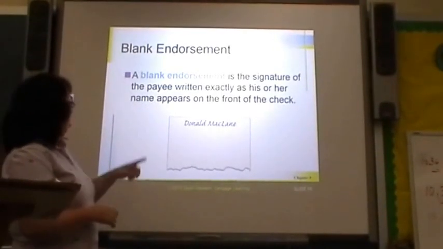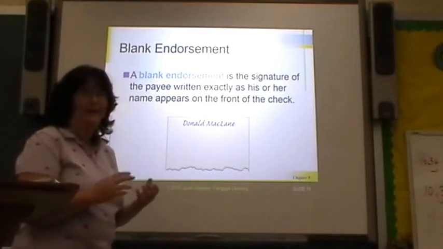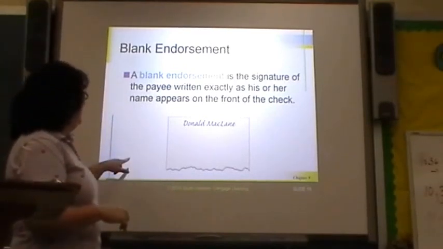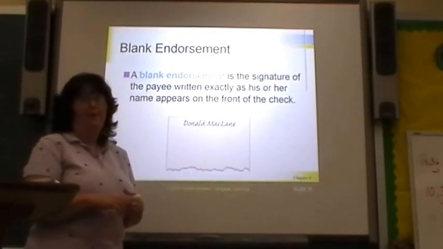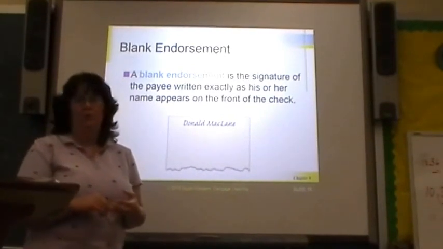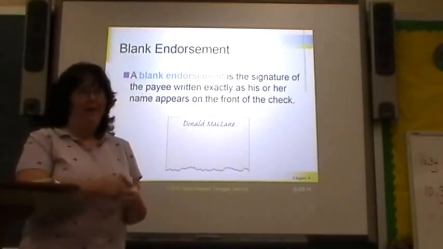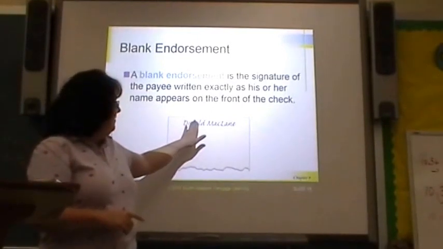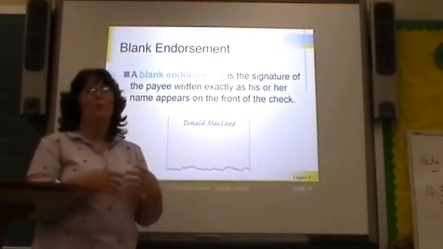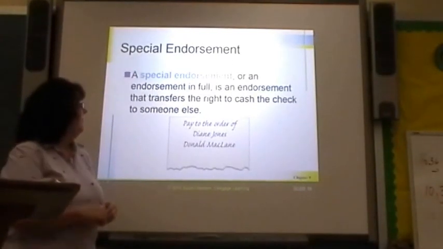All right. A blank endorsement is the signature of the payee written exactly as his or her name appears on the front of the check, and I've got nothing to add to that. So the check on the front will say Donald McLean. He has to sign it as Donald McLean. Suppose your granny writes you a check and she calls you your pet name and then your last name. You have to turn that check over and endorse it with that pet name at the beginning and your actual last name in order to receive payment.